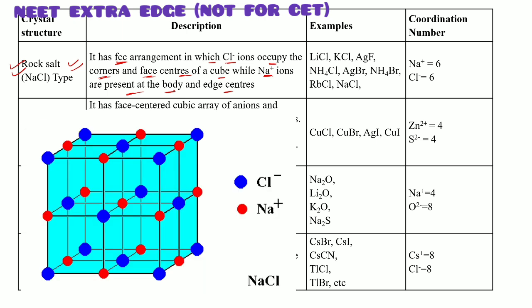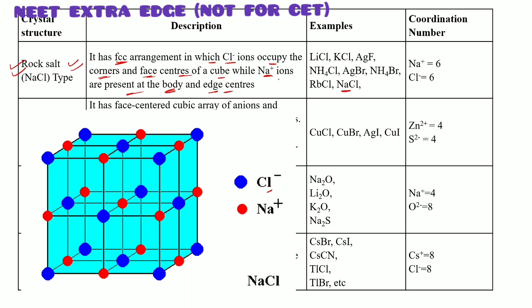This is the structure. You can see here. So Cl-, this blue color indicates Cl-. Cl- occupies the FCC arrangement. See, corner and face. But Na+ occupies the body and, you can see, the edge centers. There are 12 edge centers and 1 body center, right? Very, very important examples are like this. NaCl type of structure means NaCl, NaBr, KBr, like that.